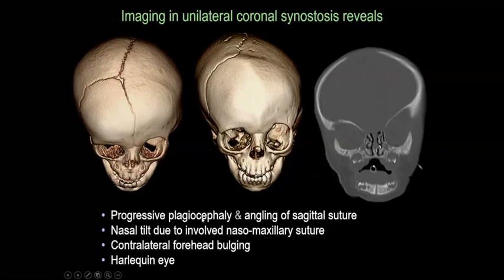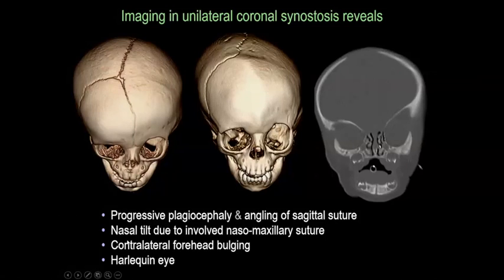Imaging in unilateral coronal synostosis, and you'll see this later on in Callie's talk, is going to show a progressive plagiocephaly with angling of the sagittal suture. There is a nasal tilt due to the involved nasomaxillary suture, and there is contralateral forehead bulging and a harlequin eye. The nasal tilt always points to the unilateral coronal synostosis.